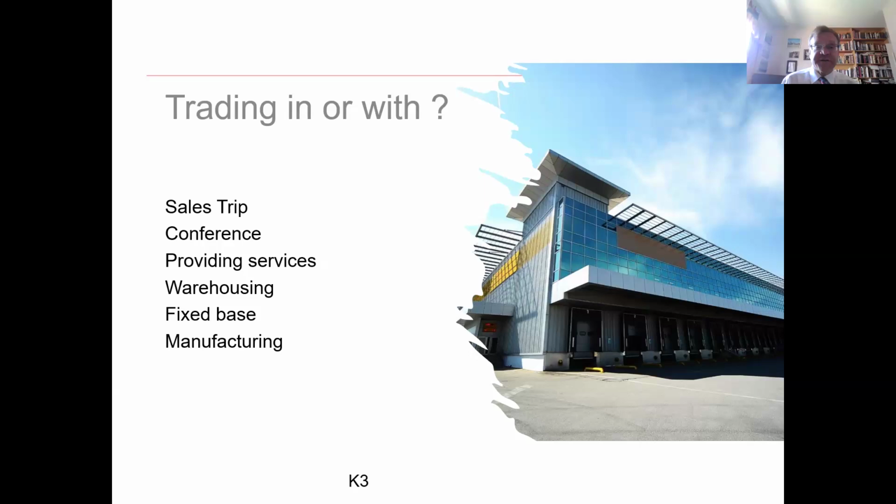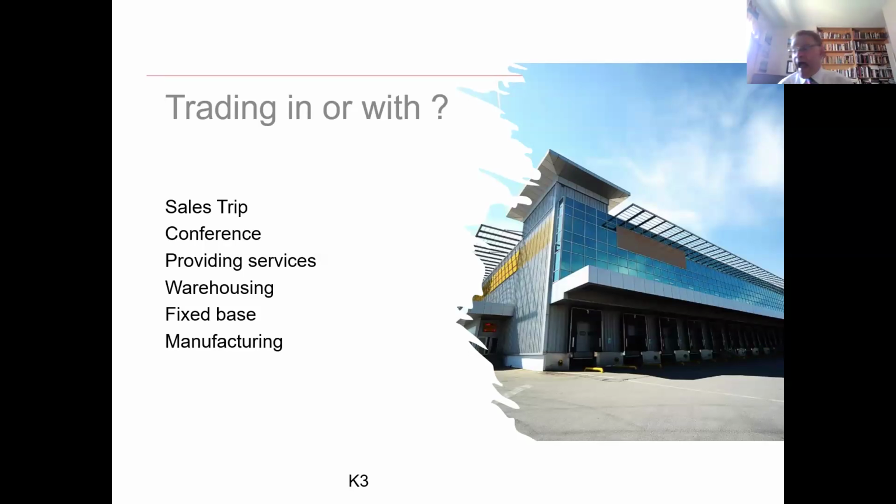So therefore, no permanent establishment. A conference. I went to speak at a tax conference a week and a half ago in Marrakesh, and that was definitely not trading in. That is trading with. That does not create a permanent establishment. Providing services, it depends on the type of services you have.